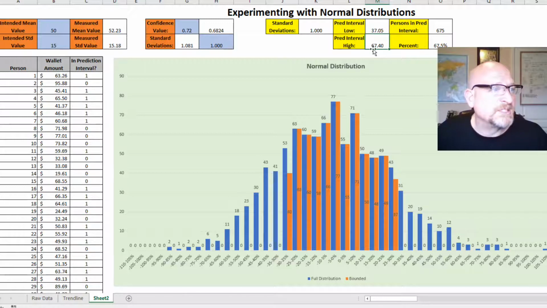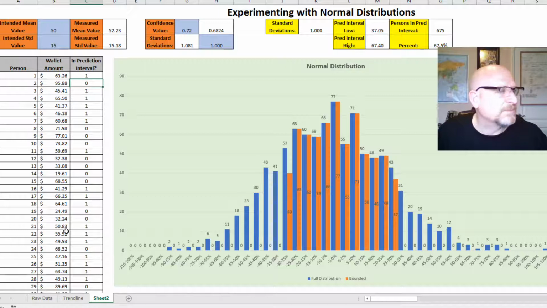1 standard deviation above would be $67.40, which is 52.23 plus 15.18 is 67.40, and then 37 is 52.23 minus the 15.18. Between those two limits, it asks, is this amount between this limit and this limit? It is, so it puts a 1. Is this amount between that limit and it? It is not, so it puts a 0.